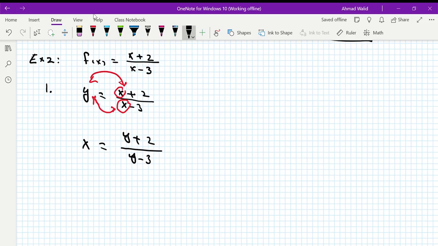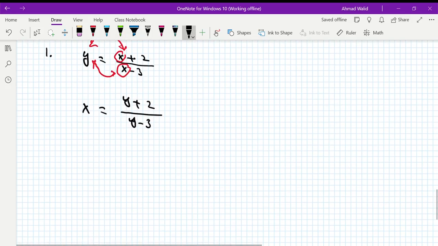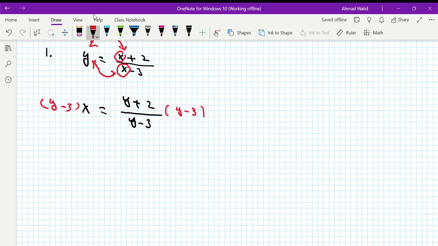Step 3, you have to solve this equation for y. To solve this equation for y, we already explained, I want to remove my denominator, then I have to multiply both sides by y minus 3, correct? These two cancel out, correct? Here, distribute the x to here, xy minus 3x equals what is left on this side? y plus 2.